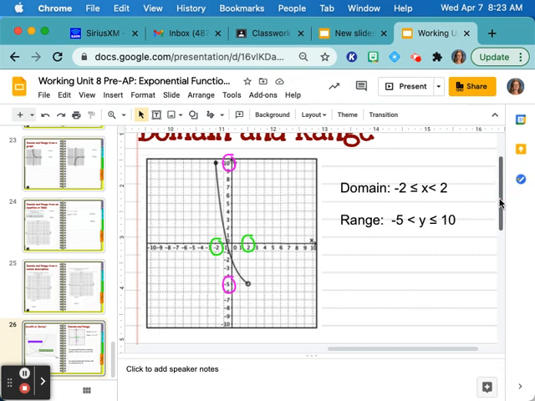Okay, do you have any questions on that one? Just remember domain is x-axis, so you're looking at your x-axis, which goes from left to right. So you see how far left it goes and how far right it goes. The y-axis is up and down, so how far down does it go and how far up does it go?